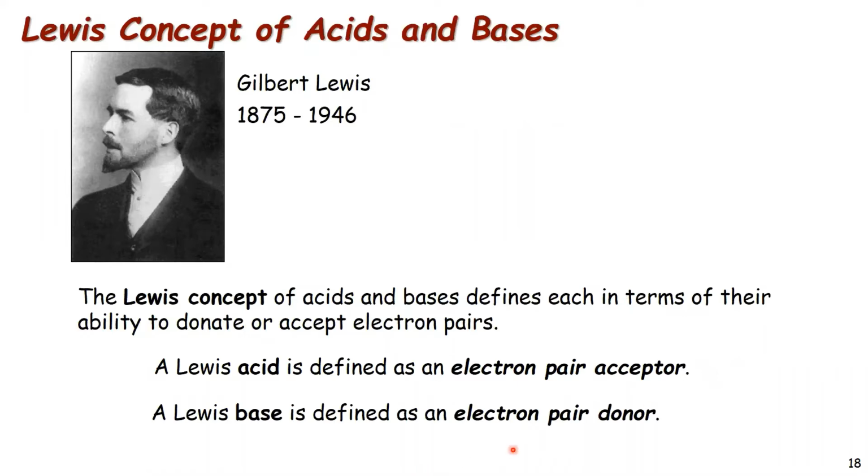And a Lewis base is simply a substance that has a lone pair to donate to form a coordinate covalent bond. So very simply we say a Lewis acid is an electron pair acceptor, and a Lewis base is an electron pair donor. So this is the lone pair that it's donating to form a coordinate covalent bond. The acid, again, accepts that pair of electrons to form a coordinate covalent bond.